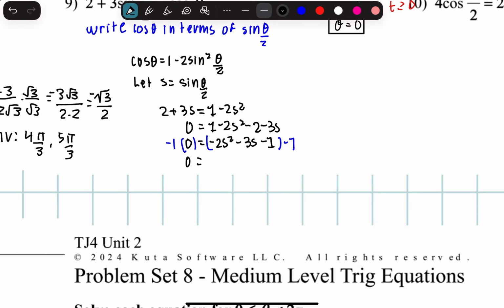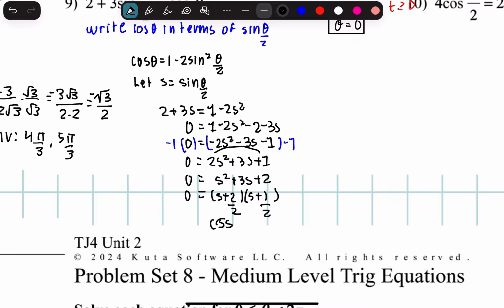So you're going to have 2s squared plus 3s plus 1. And then you're just going to factor this. s squared plus 3s plus 2. Now what multiplies to 2 but adds up to 3 is just 1 and 2. So you're going to have that, and then you're going to divide by 2. That's going to be s plus 1, and then 2s plus 1 is equal to 0.